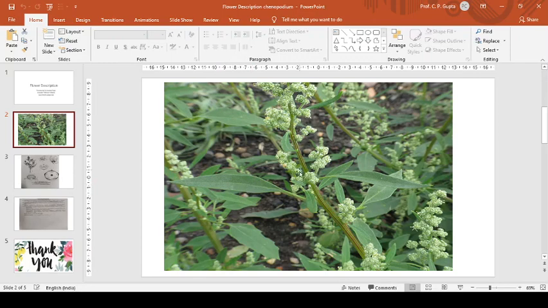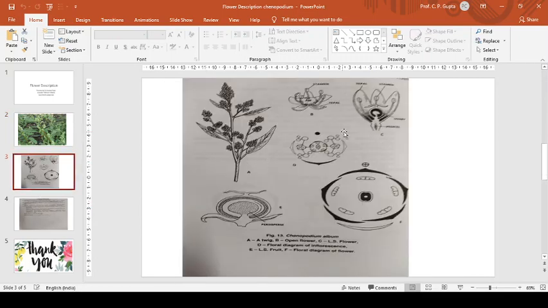Inflorescence is cymose clusters arranged in terminal or axillary spikes. This is terminal and these are axillary spikes. Flower is bracteate, sessile, monochlamydeous, incomplete, hermaphrodite, actinomorphic, pentamerous, hypogynous, and very small and inconspicuous.